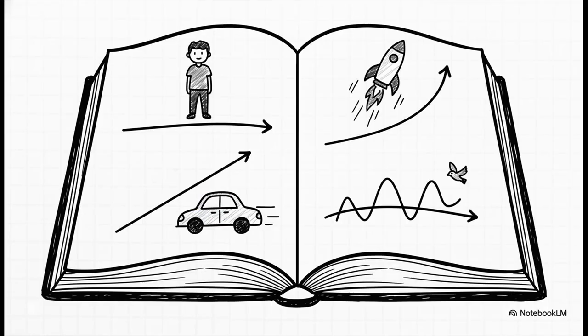So if you take just one thing away from all of this, let it be this. These graphs aren't just random lines. They are stories. A flat line tells a story of something staying still. A straight sloped line tells a story of constant change. And a curve tells a story of changing acceleration. Your job is to just learn the language so you can read that story.